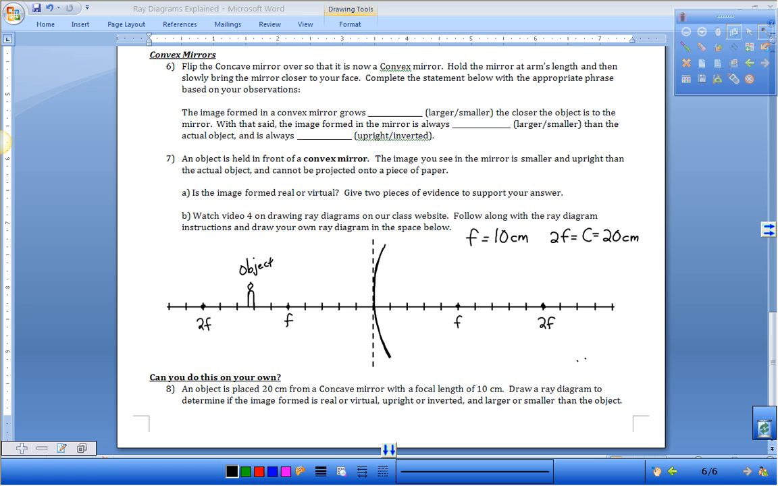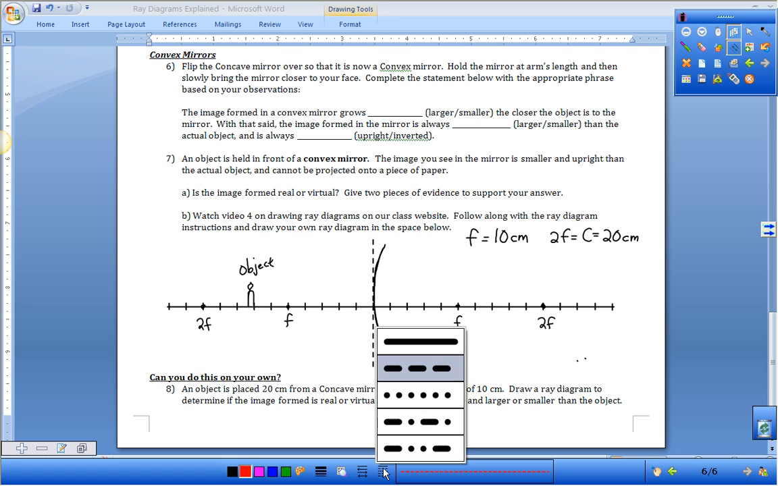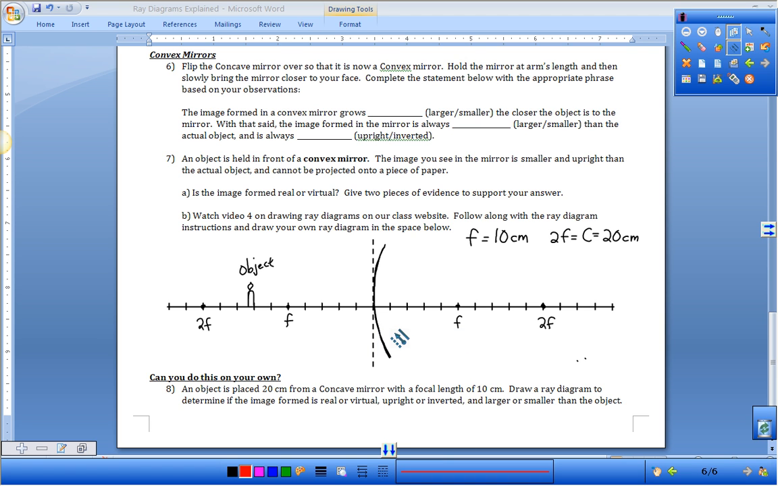Okay, so I want to trace some light rays. Again, there's lots of possible light rays I can trace. So the first light ray I'm going to look at is a light ray that comes in parallel to the principal axis. Surprise, surprise. Oh, stupid smartboard. We'll try that again.